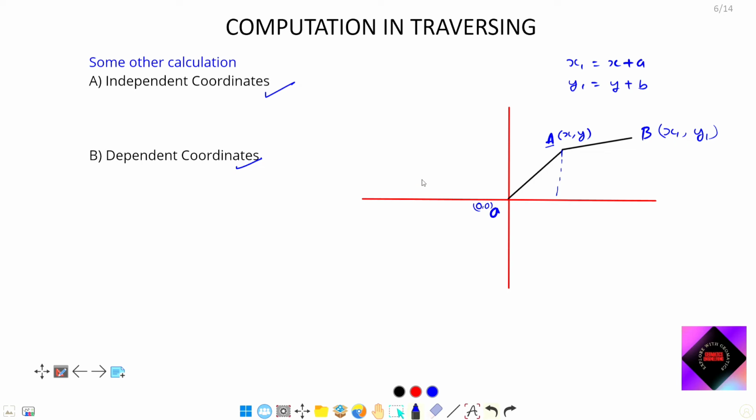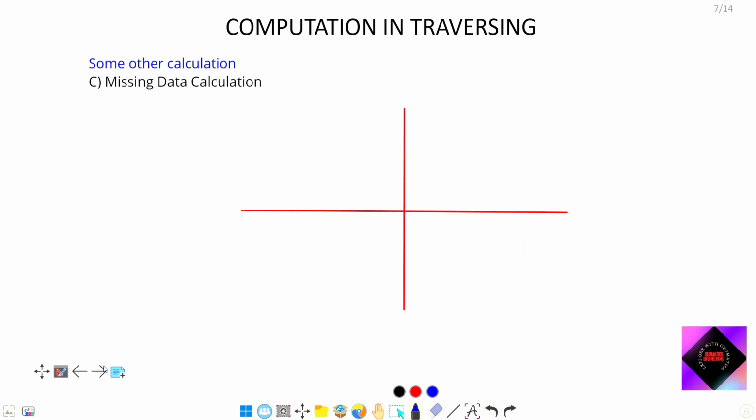It is very simple: if your point's coordinate does not depend on any other point, then it is called an independent coordinate. If it depends upon any other point, then it is called a dependent coordinate. Now moving further, calculation of missing data. How can we calculate missing data?